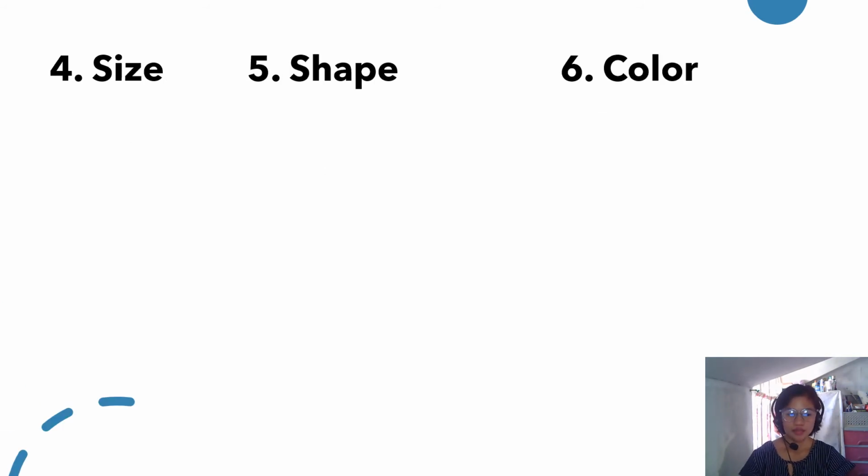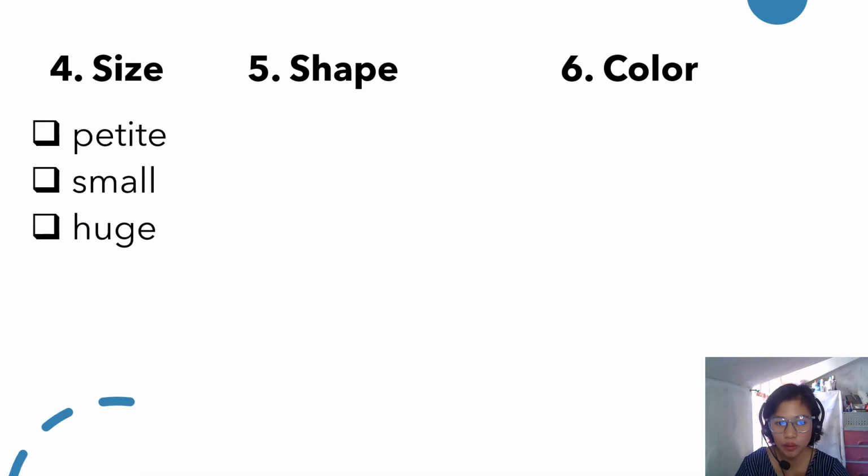Next, size. So if we are talking about an adjective that is size, it tells us how big or small the noun is. For example, petite, small, huge. Okay? So I'll make it in a sentence. The 3 little pigs. Okay? The determiner, 3, a number. Little is the size. Okay? How big or small? Little. Pigs, the noun. The 3 little pigs.